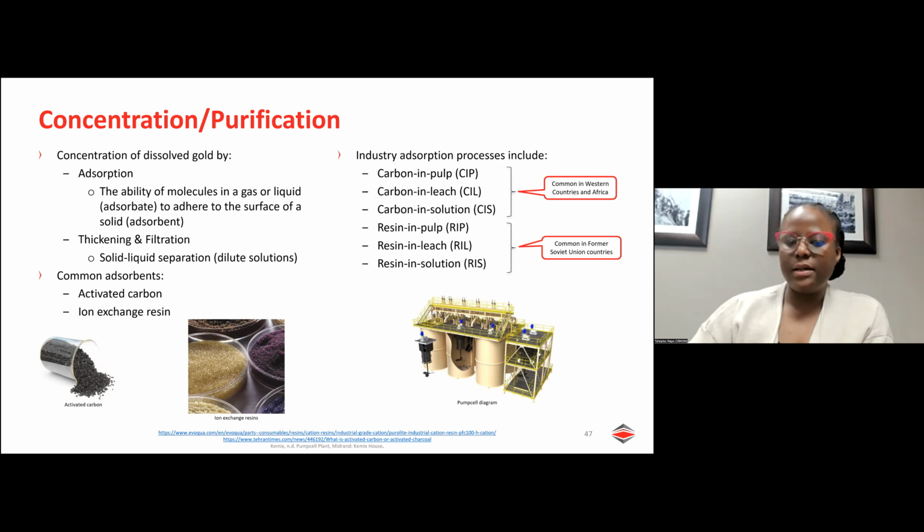The dynamic is basically the same. It's just that your resin is typically designed to selectively adsorb the gold. Carbon will adsorb a lot of base metals if they are part of your mineralogy as well. Then thickening separates your gold-rich solution from your solid tailings. So the solution is then either sent to a carbon in solution circuit or a resin in solution circuit, or you can send it straight to a precipitation circuit.